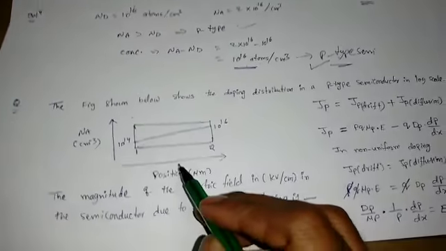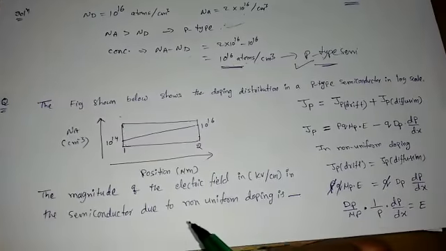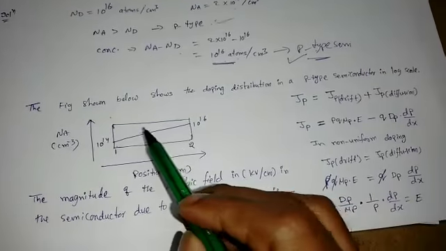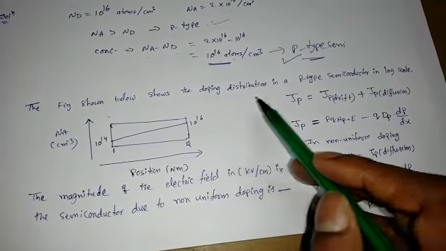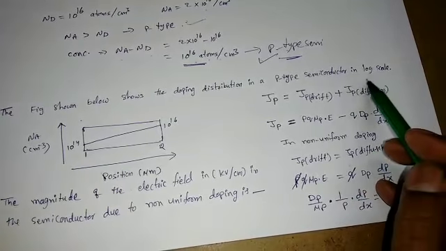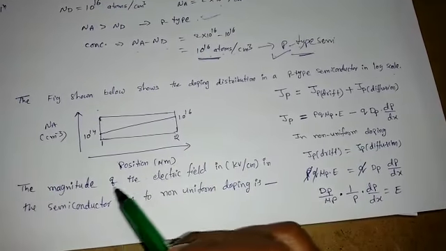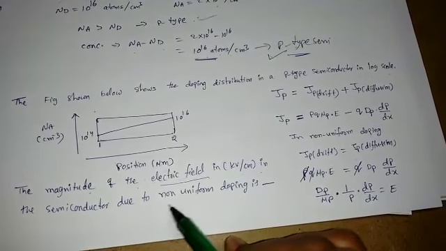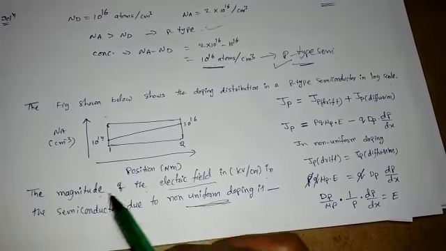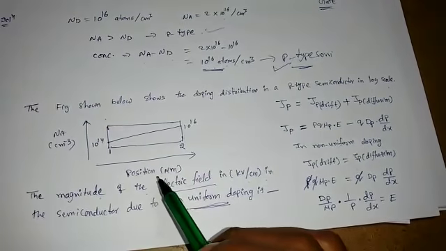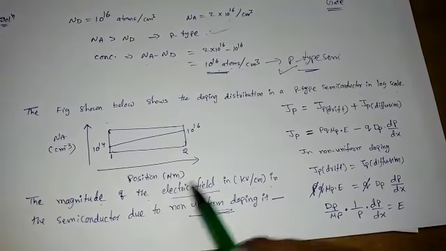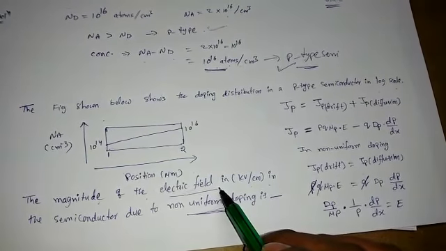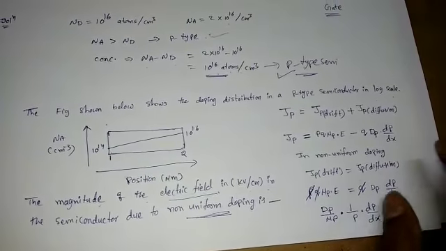Now this is a 2016 recent question. So what we discussed about diffusion and drift, depending on that concept. The figure shows below the doping distribution in a p-type semiconductor in logarithmic scale. Find the magnitude of the electric field in kilovolt per centimeter in the semiconductor due to non-uniform doping. So this concept depends on the drift as well as diffusion. What it means is, the moment an electric field comes, it also includes some drift.